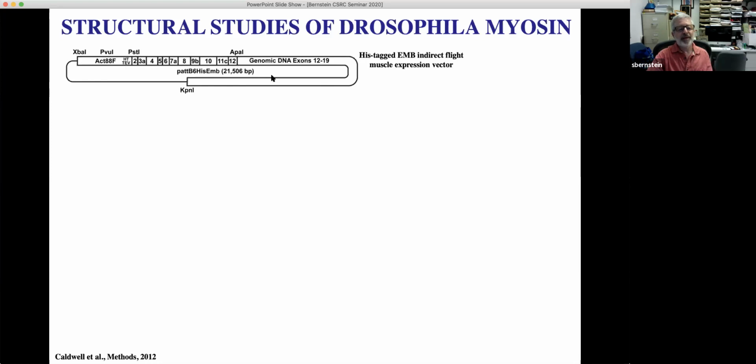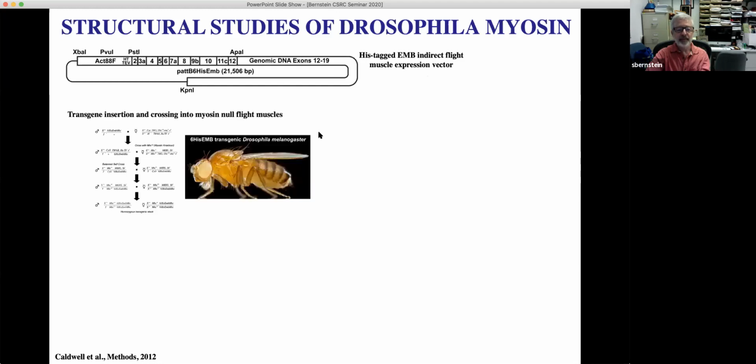But we made it special. We also added, you could hardly see it probably, this HT, a little his tag, okay? His tagged embryonic indirect flight muscle expression vector. We made transgenic flies. They're expressing the wrong form with a his tag in their flight muscles. They couldn't fly. They have the wrong form of myosin that doesn't function appropriately, but it accumulated.